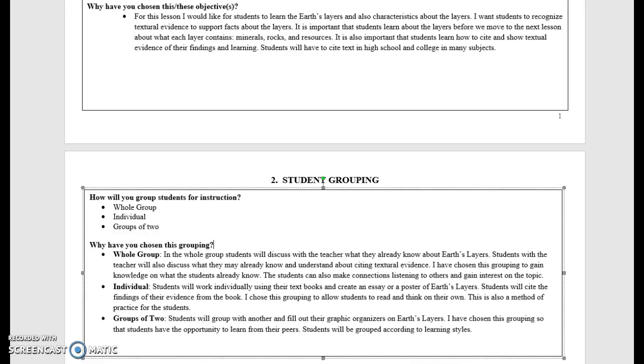Groups of two. Students will group with one another and fill out their graphic organizers on Earth's layers. I have chosen this grouping so that students have the opportunity to learn from their peers. Students will be grouped according to their learning styles.